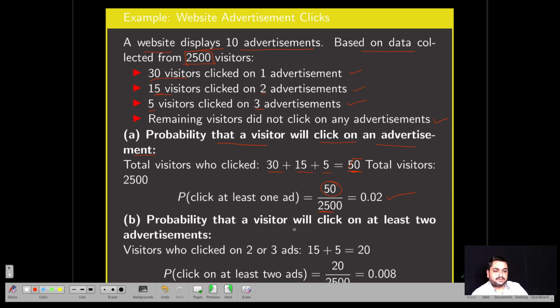Now, what is the probability that a visitor will click on at least 2 advertisements?